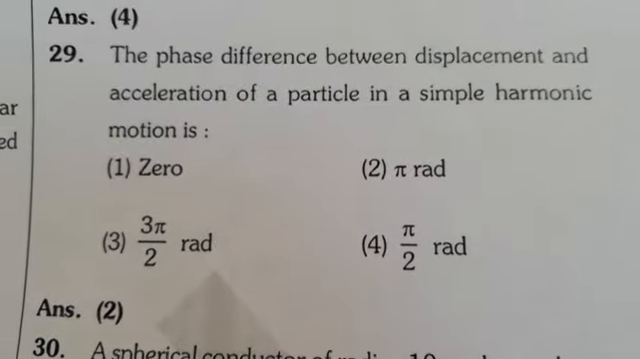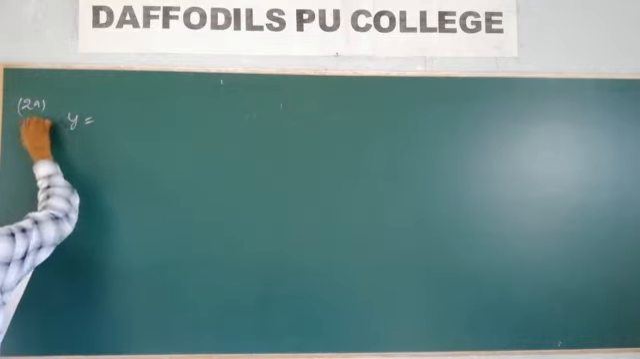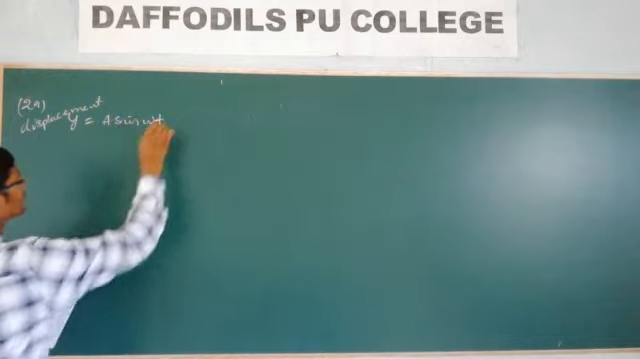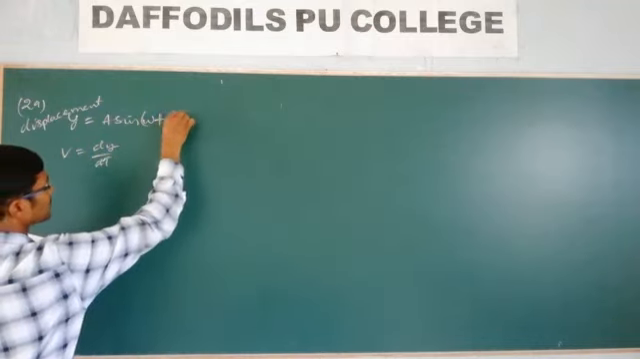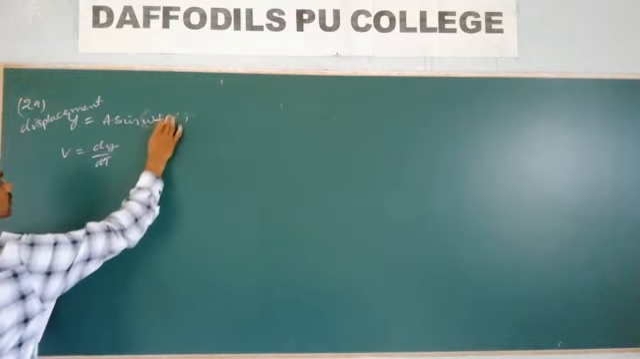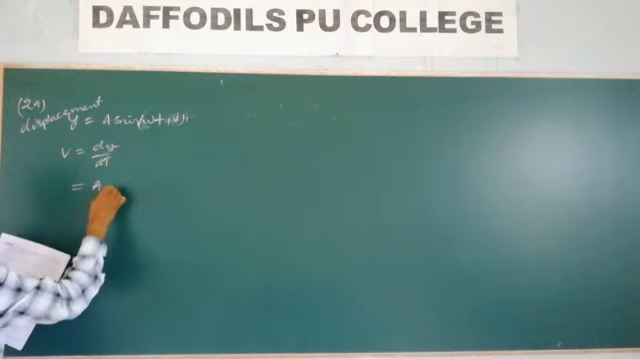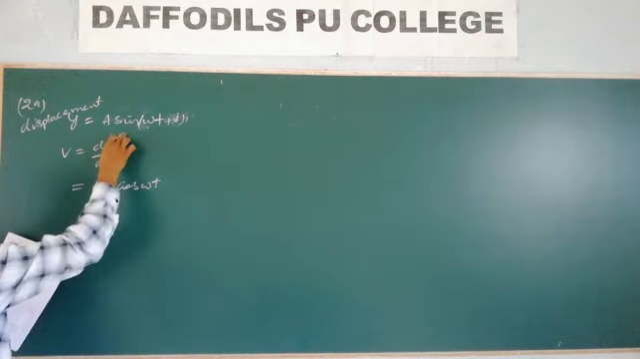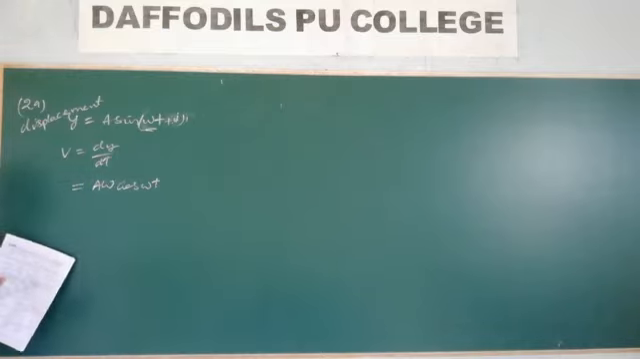And let us go for the 29th one. The phase difference between displacement and acceleration of a particle in simple harmonic motion. So let me explain. What is displacement? Displacement is y is equal to a sin omega t, whereas velocity is equal to dy by dt.